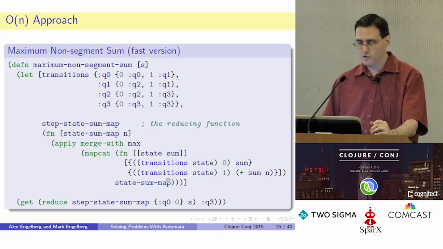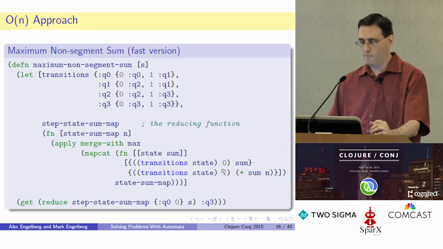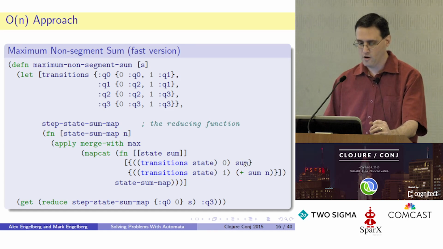And then this reduction is exactly the algorithm I described. At each part, we look at what happens if the transition is 0 or 1. We either add to the sum if it's 1 or not if it's 0. And we're using max to merge all this together at each step. And then at the very end, we look at what's in Q3. So this is exactly the algorithm I described.